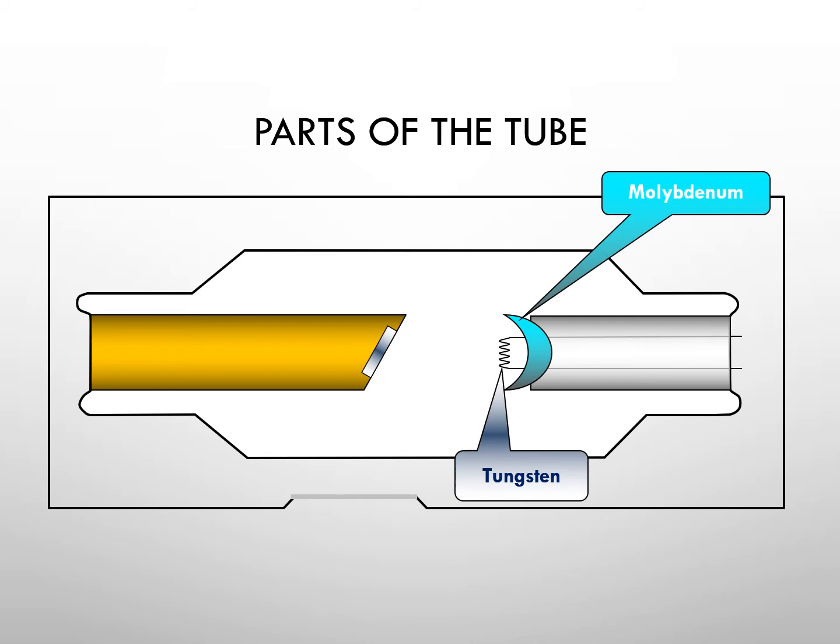Molybdenum has a high melting point, but not as high as tungsten. It is not as expensive and is used where components are subjected to lower temperatures.